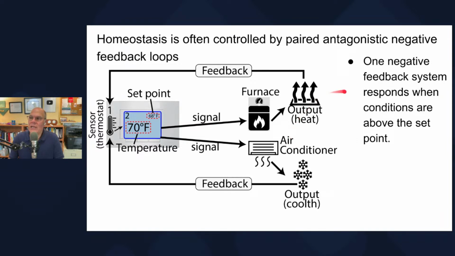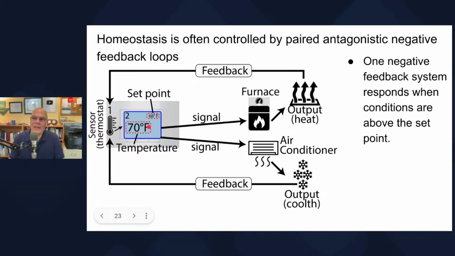So one negative feedback system will respond when conditions are above the set point. So here we have our set point again at 68 degrees. And here we have a system that will turn on the air conditioner to pump out cool. It's actually called cool, but what we're doing is we're removing heat from the environment. That will feed back to the sensor. And when the temperature drops to 68 degrees, then the air conditioning system will turn off.